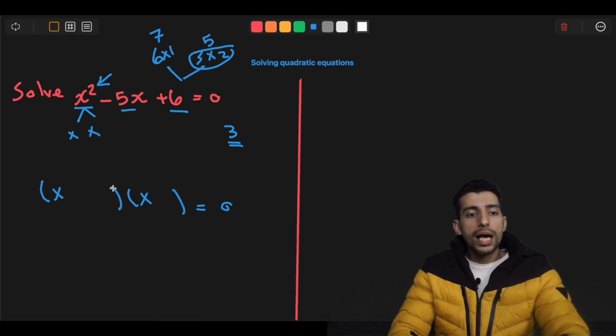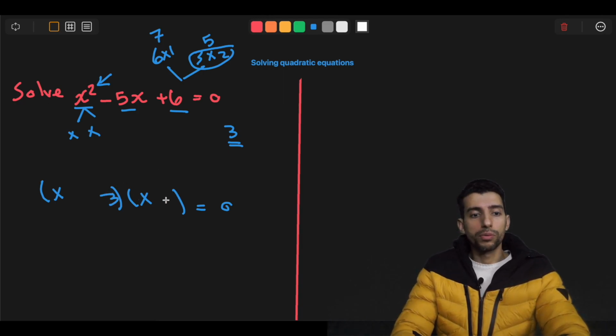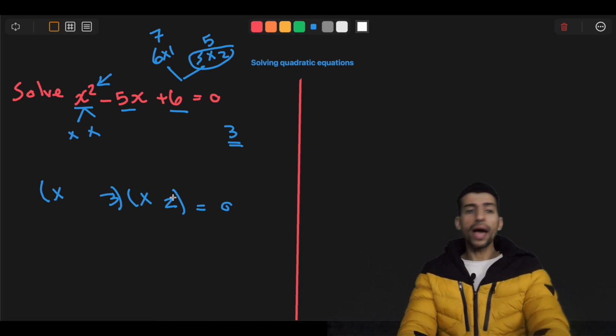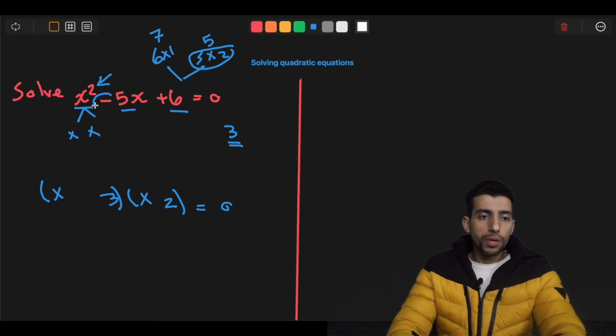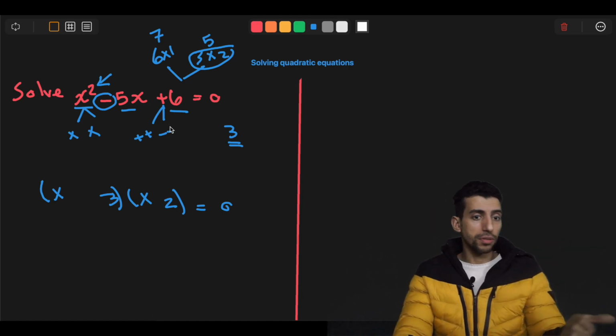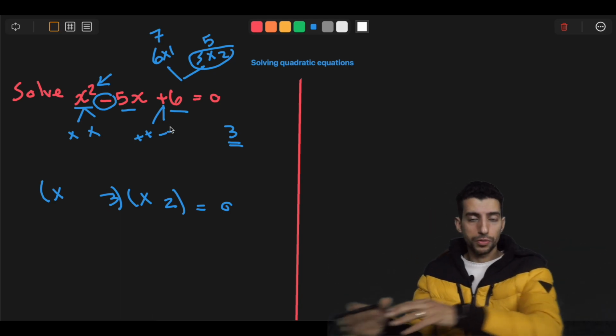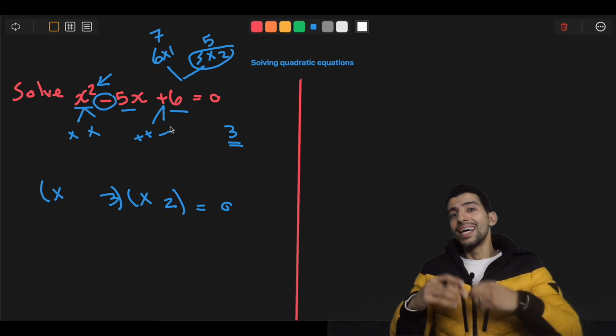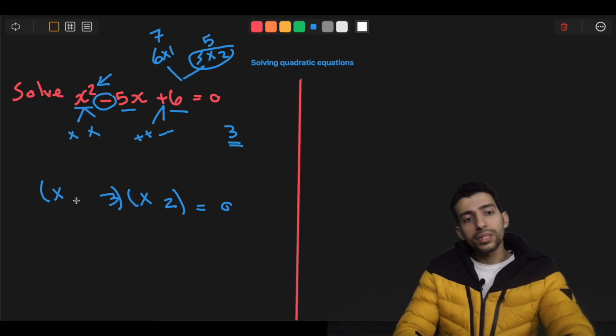According to this, I will write here 3 and here 2. Now, the middle term is negative. As you see, this positive 6 we can write as positive times positive, or negative times negative, because positive times positive is positive, and negative times negative is positive. So here we need to use the same sign, which is going to be negative and negative.